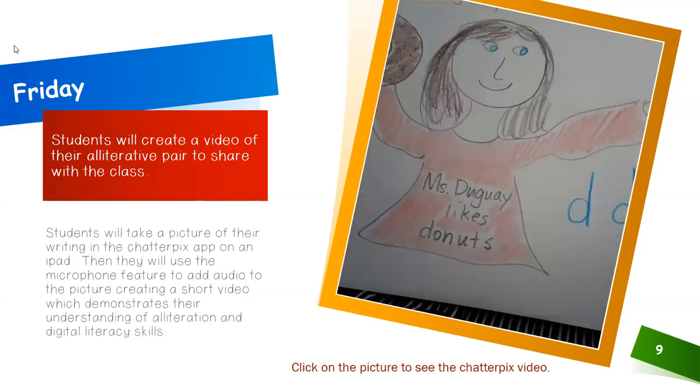On Friday, they will take that same writing that they did on Thursday, and they'll create a Chatterpix video of the alliterative pair to share with the class. So just like I did here, where I wrote about Miss Duguay liking donuts, and then you upload it into Chatterpix and create a video that they will then share with the class. Miss Duguay likes donuts.